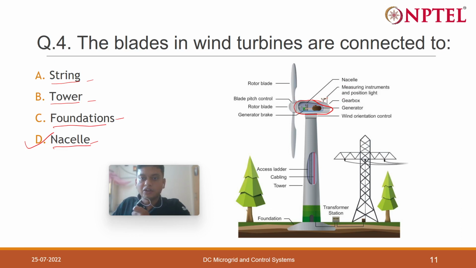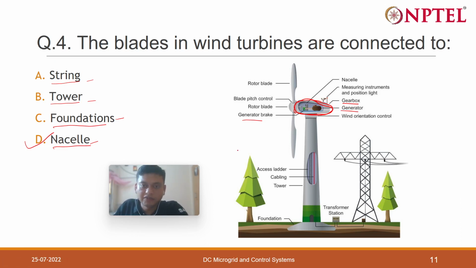You can see initially the outer covering only, in which various major components are present that generate the power. So initially there is the generator system, we have generator, brake, and there is also a gearbox inside. So these things are present in the nacelle only, and the outer and the front part is connected to the rotor blade. So the question was, the blades in wind turbines are connected to, the correct answer is nacelle.